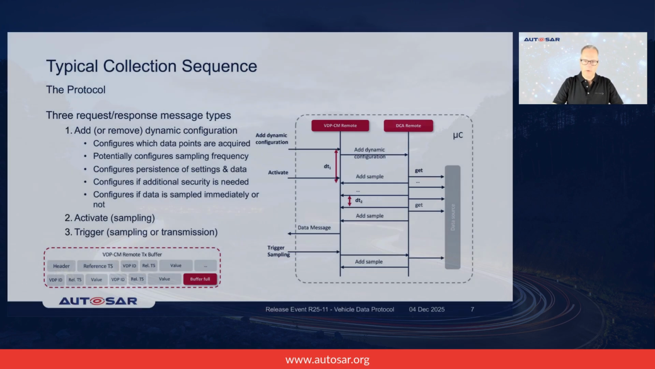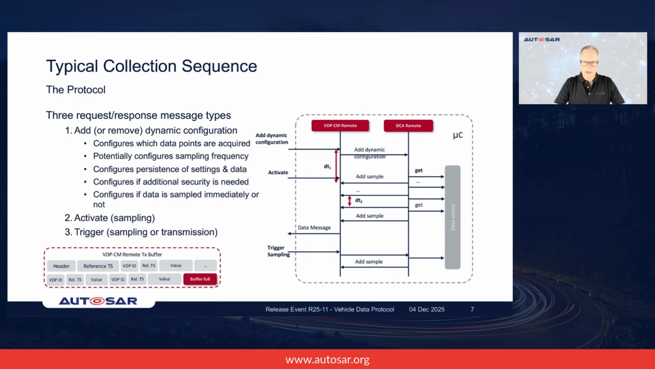The next slide will show a typical communication sequence. Here we have again the components VDP CM remote and the DCA remote. The DCA remote will request data at the data source and then add the data point with add sample to the VDP CM remote component. It will store it in a data message buffer with a header, a reference timestamp, VDP slot ID, the relative timestamp, and the data itself. This will happen several times, and at some point, the data message buffer is full.